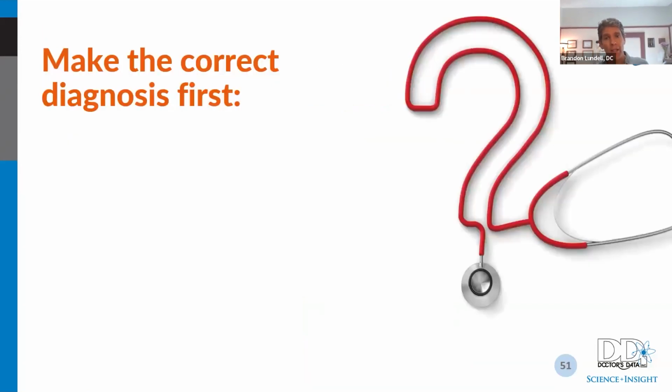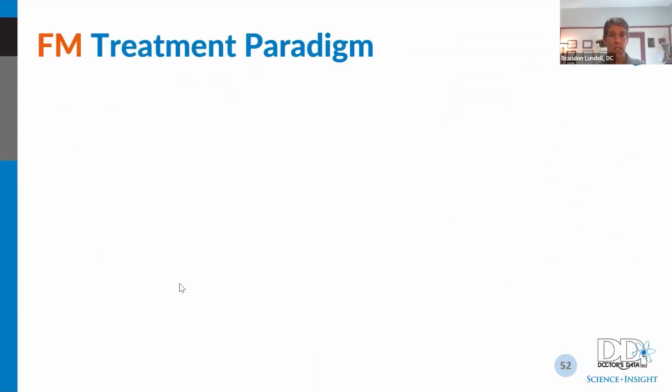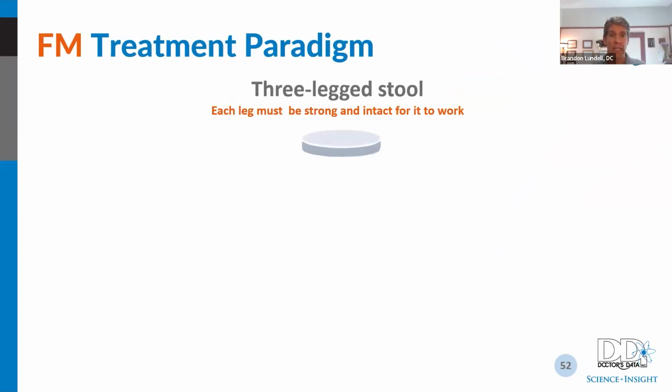So make the correct diagnosis. Use these tests to get a bigger clinical picture. She has hyperthyroid, actually, but she's thyroid resistant, so she actually has hypothyroid. Dysbiosis, gut inflammation, nutritional insufficiencies, essential fatty acid imbalance, T cell activation, methylation issues, mitochondropathy, PCOS, and detoxification impairment. These are the things that were not really being addressed in her previous treatment plan. So you would guess that she's not getting better.